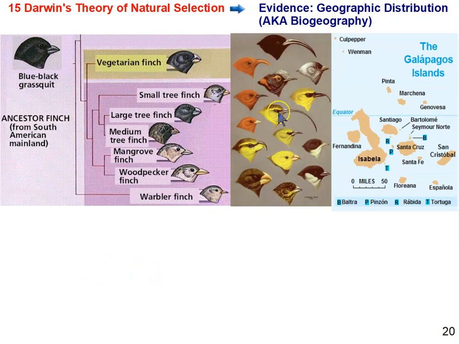And here we see some of the finch species that are found on the Galapagos, and here we see a phylogenetic tree showing how the finch species are related to each other by common ancestry. So this blue-black grassquit is considered to be the common ancestor of the finches found on the Galapagos Islands, and all the finches of the Galapagos are thought to have evolved and diverged from that one common ancestor, the blue-black grassquit.